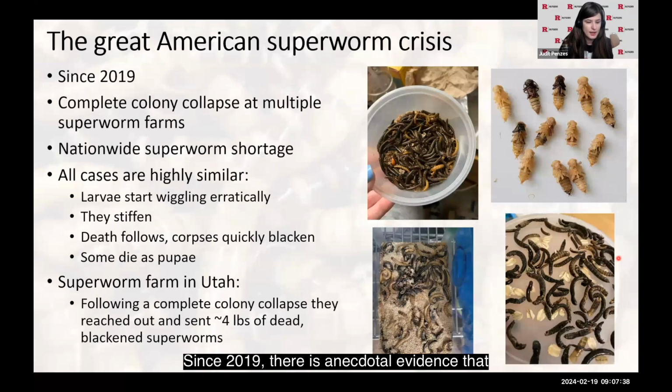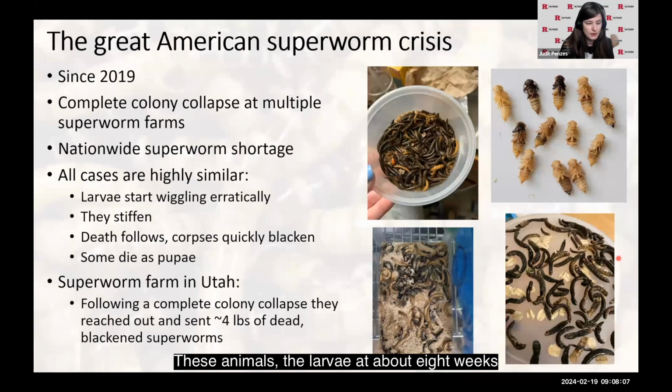Since 2019, there is anecdotal evidence that there is a superworm shortage all over the United States, and this superworm shortage is associated with a distinct pathology that results in very high mortality and often complete colony collapses. And this pathology always looks the same.